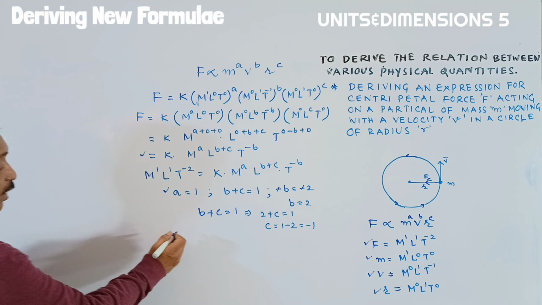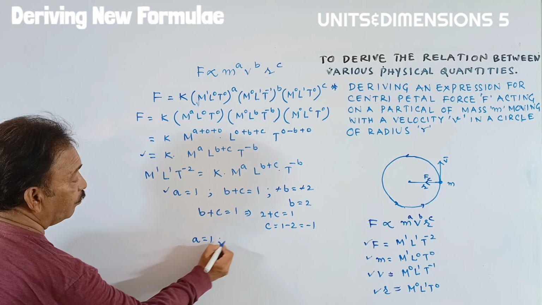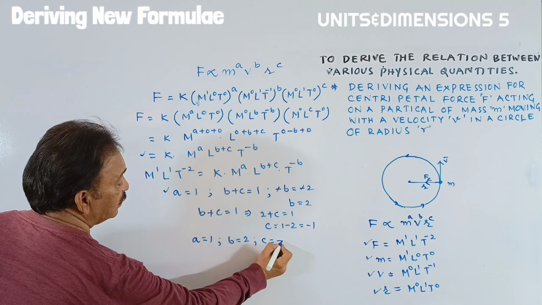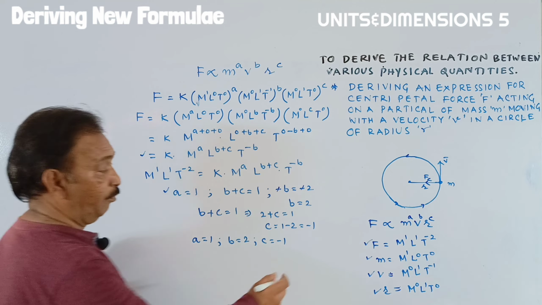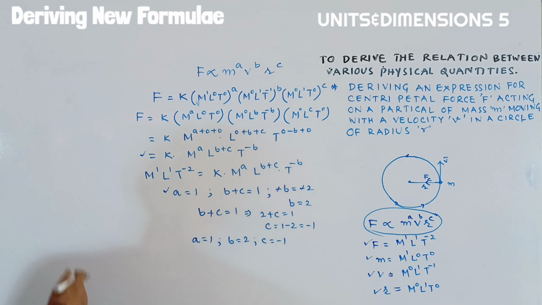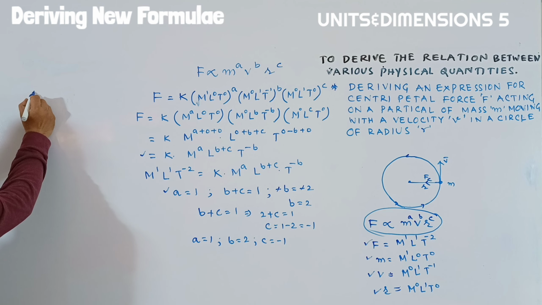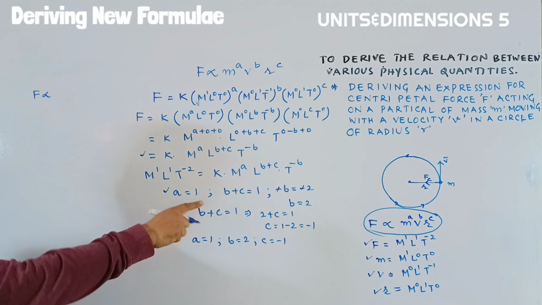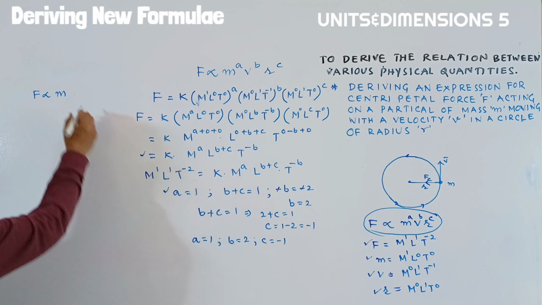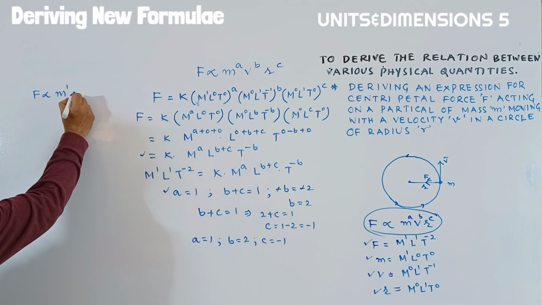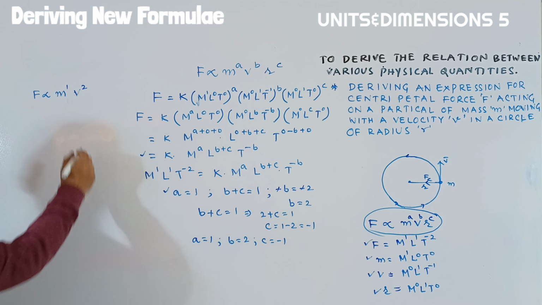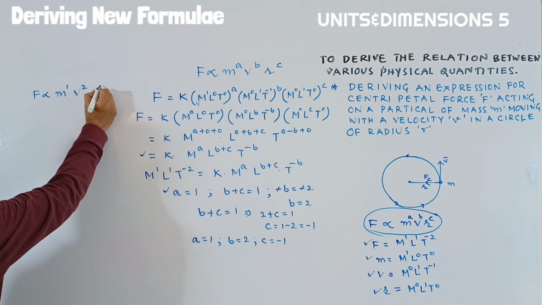Okay, students, and we had a as 1, b as 2 and c as minus 1. Now we are substituting all these values in the given relation. We have to write it as F is proportional to m to the power of a, means m to the power of 1, and second is v to the power of b, b is equal to 2. Okay, students, and r to the power of c, c is equal to minus 1.